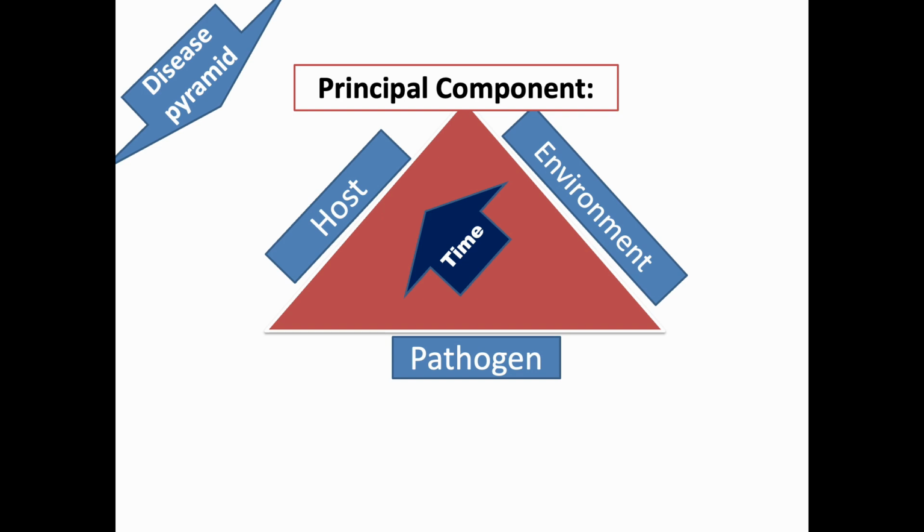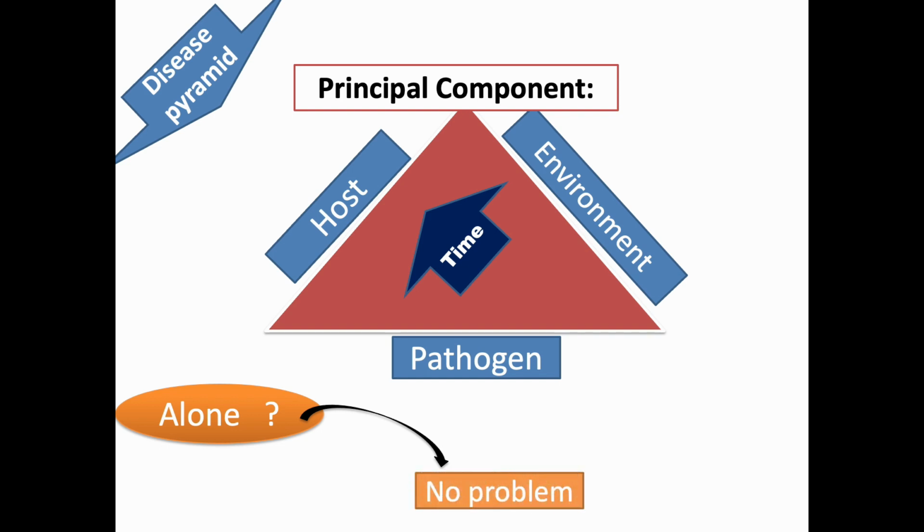And the interrelationship between these four components, like host, environment, time, as well as pathogen, is expressed by the disease pyramid. But if in any case only the host is there but other components are not there, or the environment is there but pathogen as well as host is absent, in that case there will be no disease, that means no problem to the host.